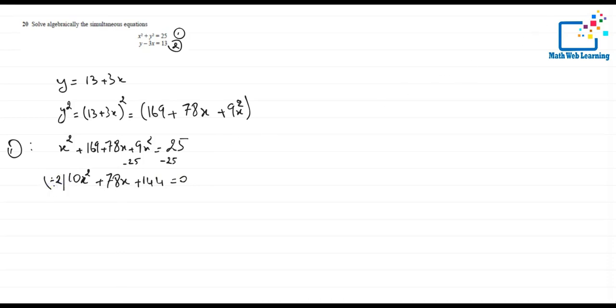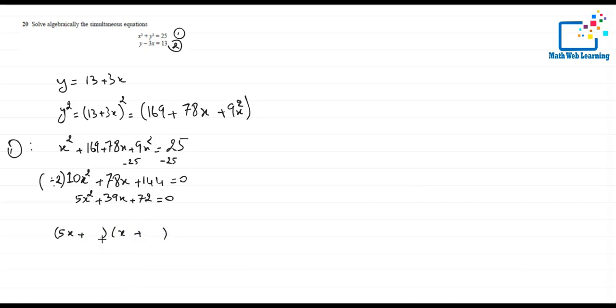Okay, divide by 2, this is 10, so we have 5x squared plus 39x plus 72. Okay, so this will factorize: 5x plus and x plus.